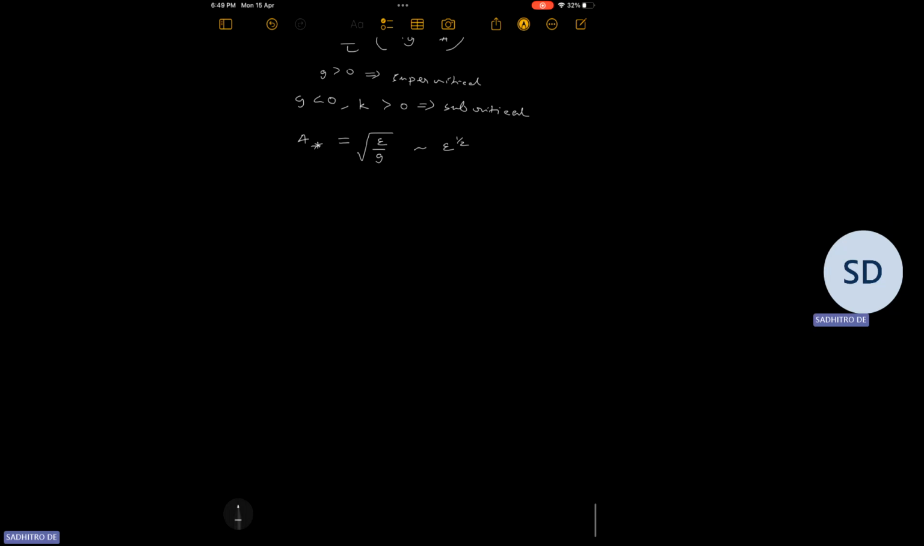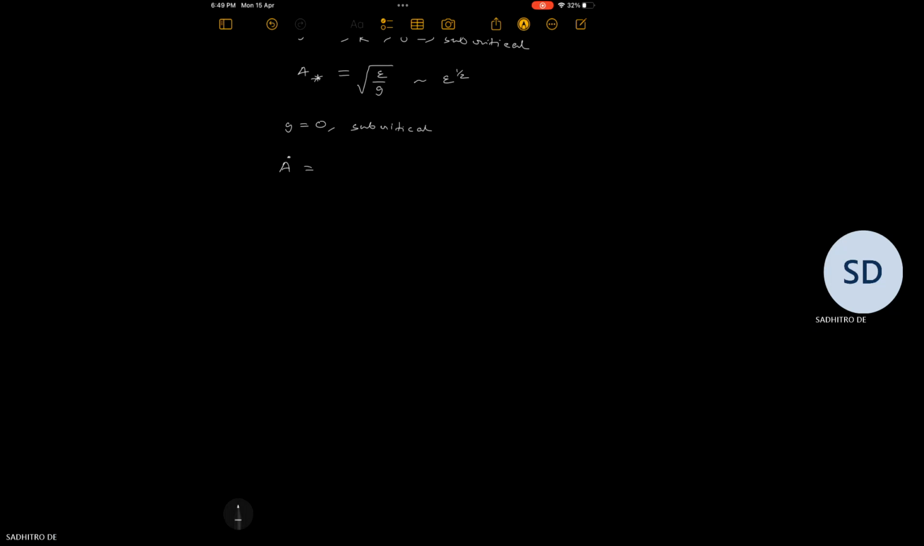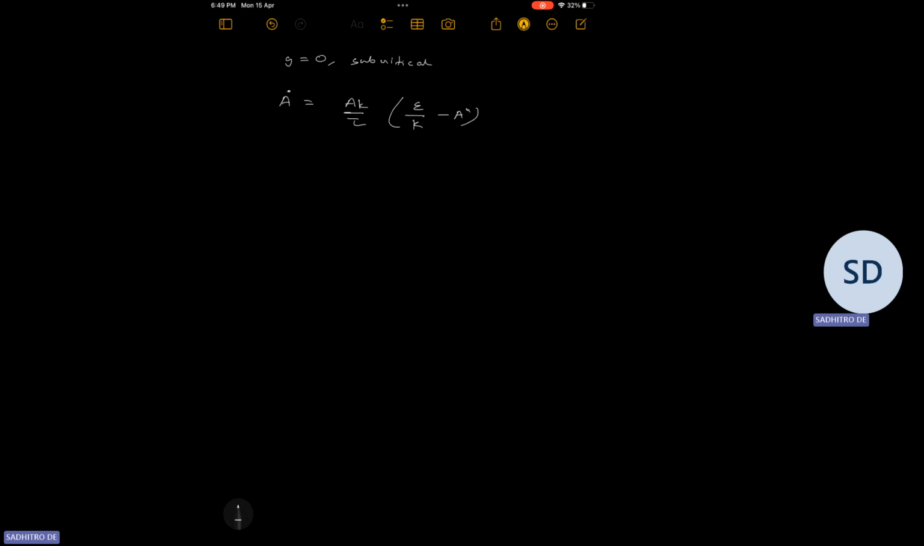Now let us consider the subcritical case when g is equal to 0. In that case, how does the amplitude of the patterns grow with respect to epsilon? In that case, the governing equation is basically a dot equal to epsilon a by tau minus k a to the power 5 by tau. So the non-zero fixed points are given by epsilon by k to the power of 1 by 4, which shows that the amplitude scales as epsilon to the power of 1 by 4.